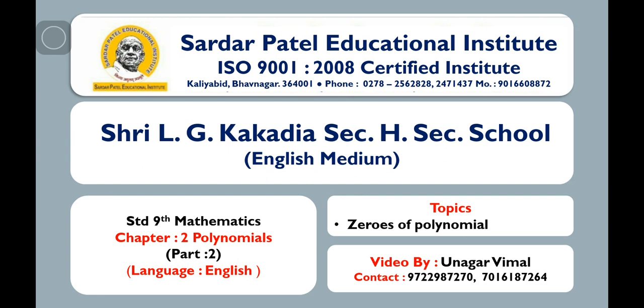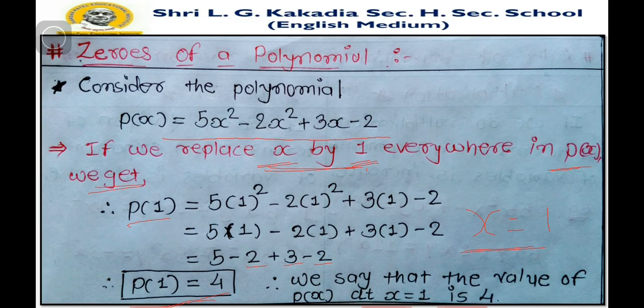What is the zero of a polynomial? Let us study what is the zero of a polynomial. Before studying about zeros of polynomial, we find the values of polynomial for a given value of variable. Here we put a value of the variable and we find the value of the polynomial.